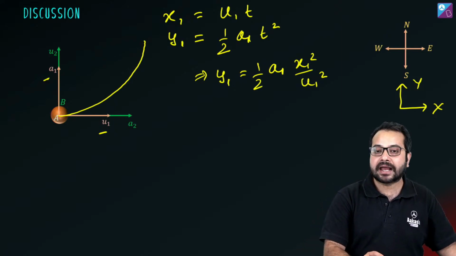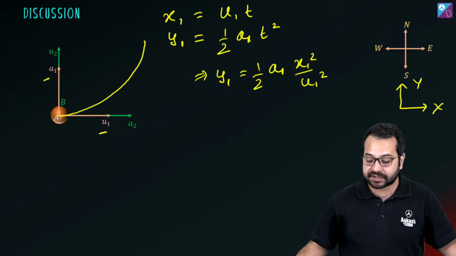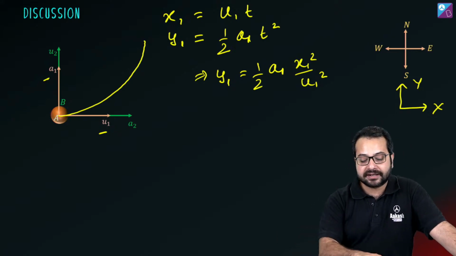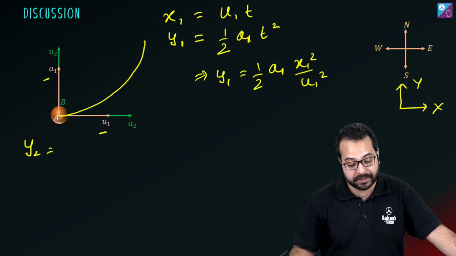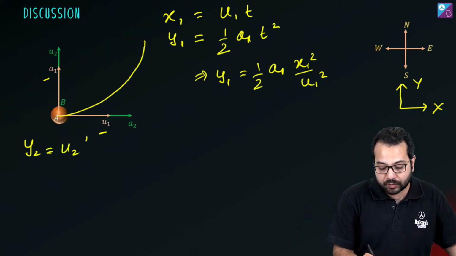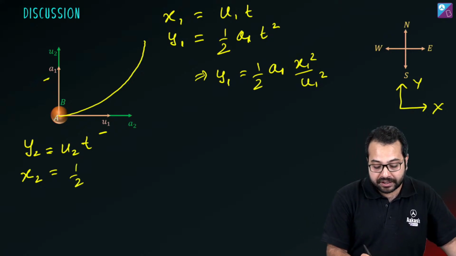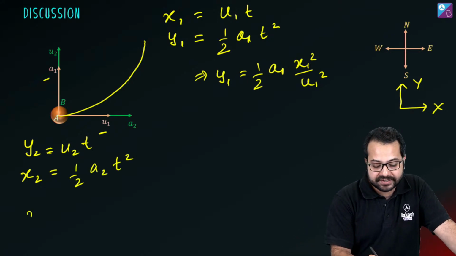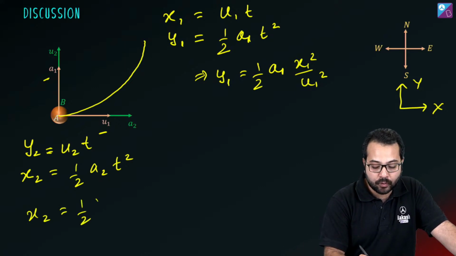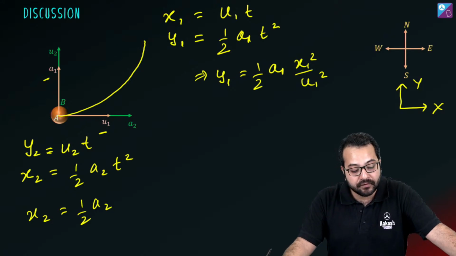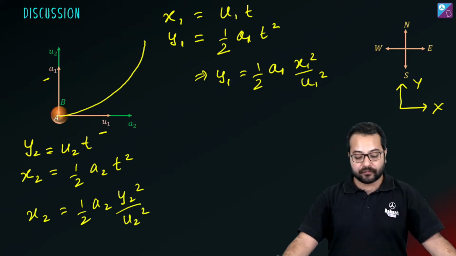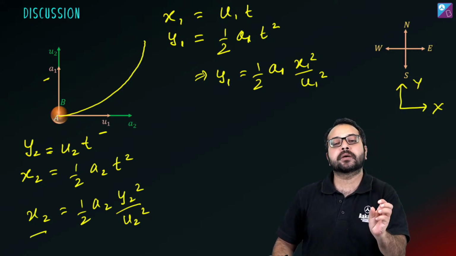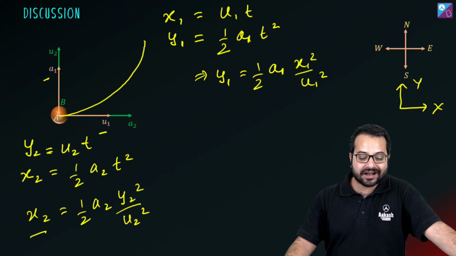Now particle B has an initial velocity along the y-axis, and its acceleration is along the x-axis. So can we say that y2 will be equal to what? y2 will be equal to u2 into t, and x2 will be equal to half into a2 into t square. So from here x2 will be equal to half into a2, and in place of t square we can substitute y2 square upon u2 square. So what do we get? We get x is equal to some constant into y square. So this is again a parabola.